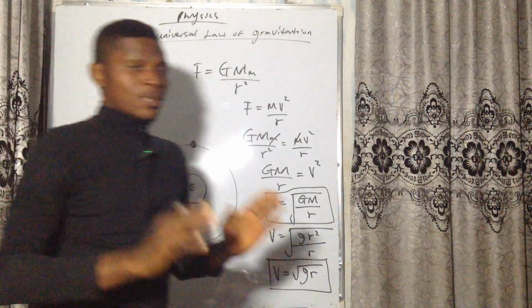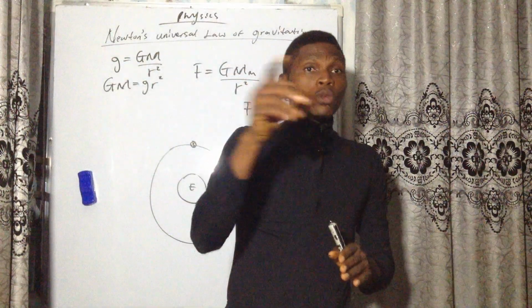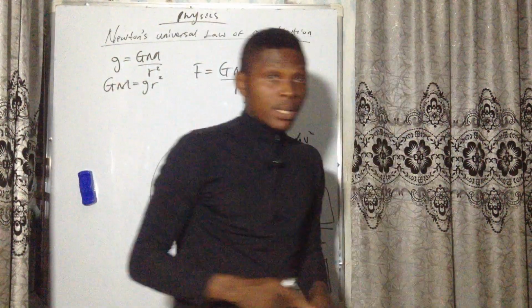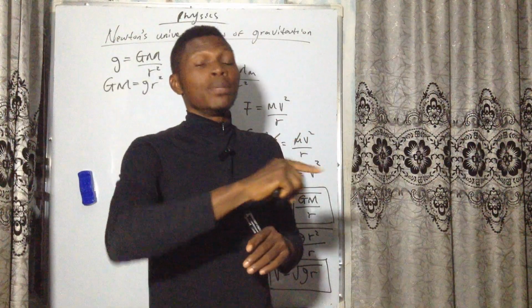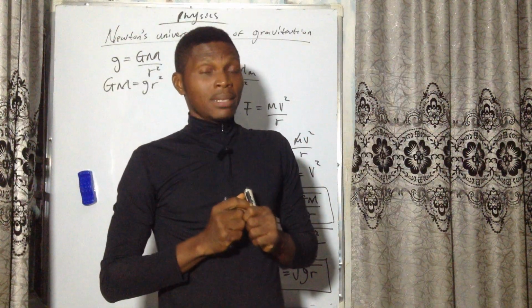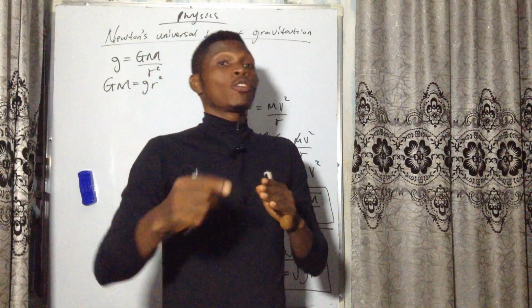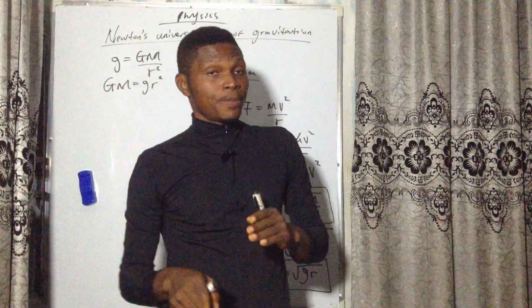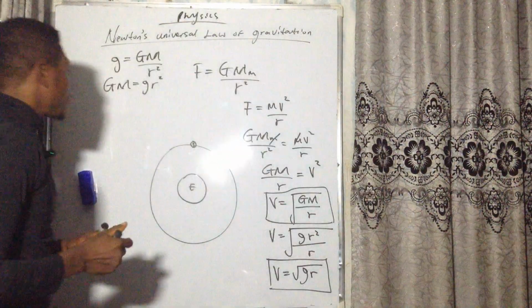Let me emphasize more on this. There is a particular speed at which a satellite will form a circular orbit. If that speed is reduced, the orbit will be elliptical. Instead of being circular, it will be elliptical. So take note of that.